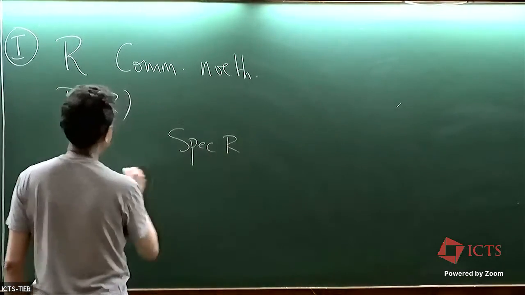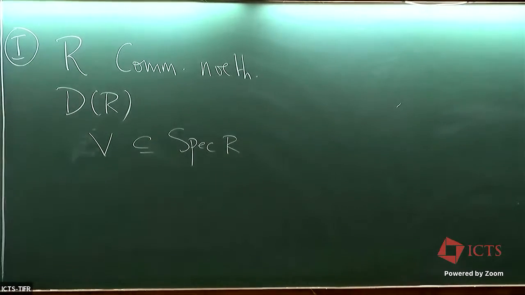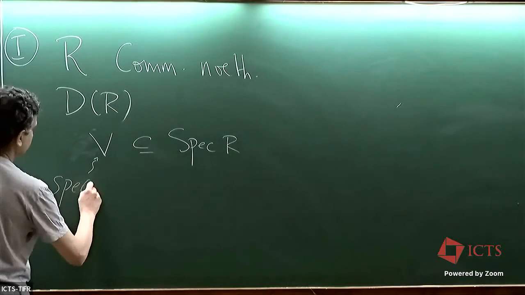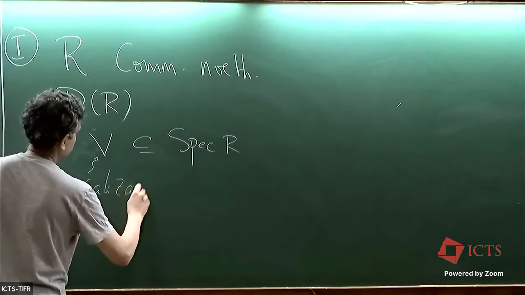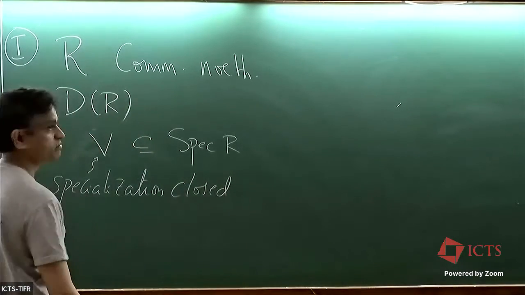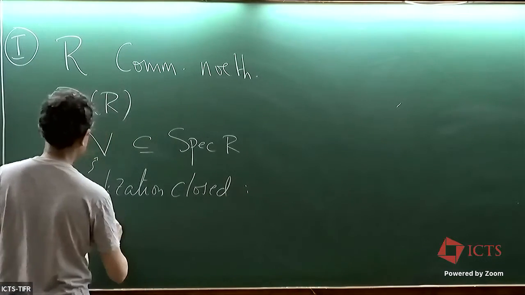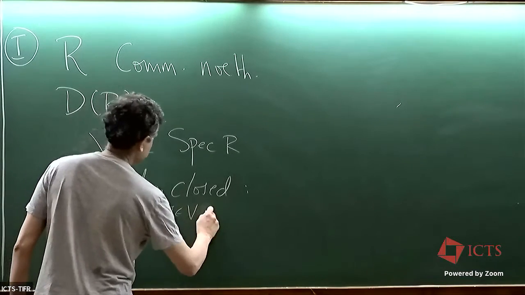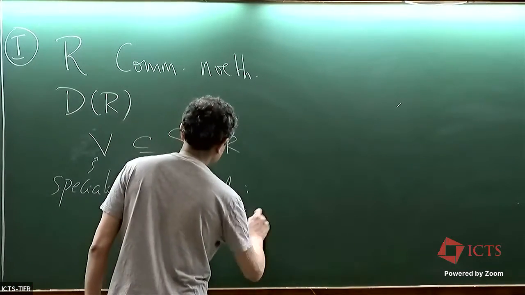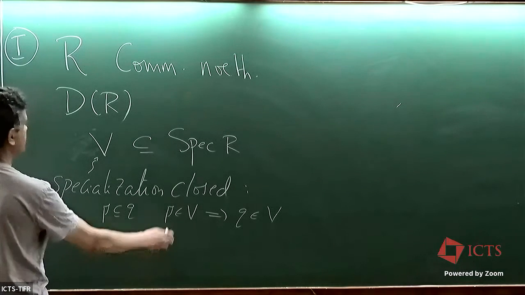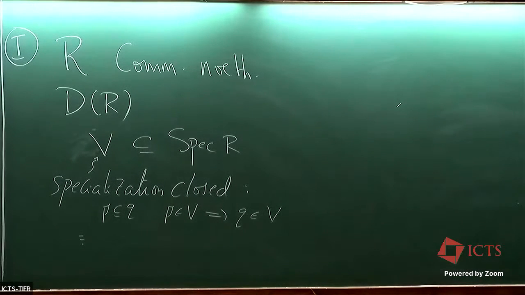It's the collection of prime ideals, and I'll fix a subset V which is specialization closed. This came up already in Henning's lecture yesterday, I believe. So what this means is, a quick reminder, if you have two primes P and Q, if P is in V and P is contained in Q, then Q is also in V. And this is equivalent to saying that V contains the closure of its points in the Zariski topology.